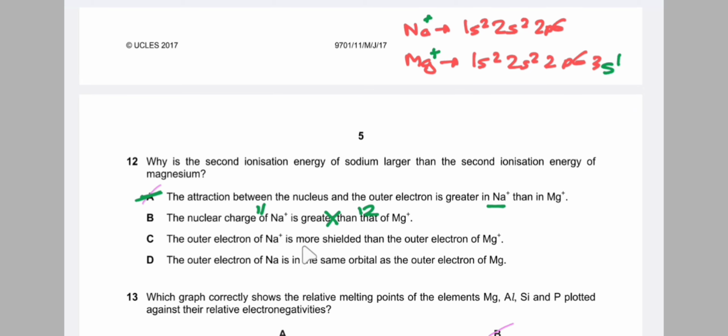The outer electron of sodium positive ion is more shielded than the outer electron of magnesium positive ion. As we can see, the outer electron of sodium positive ion is in 2p6 while the outer electron of magnesium positive ion is in 3s1. So the outer electron of magnesium positive ion is more shielded, magnesium positive ion is more shielded compared to sodium positive ion. Therefore this statement is wrong.